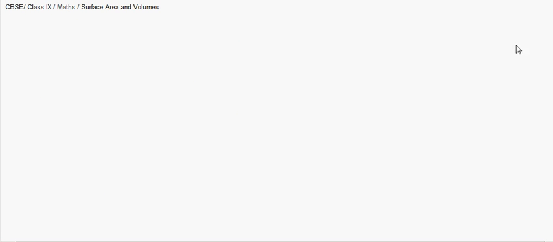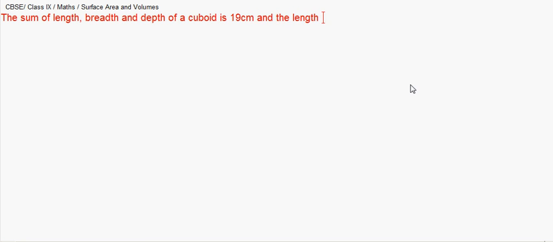For that, again, I'll write the question. The sum of length, breadth and depth of a cuboid is 19 centimeter and the length of its diagonal is 11 centimeter. Find the surface area of the cuboid.